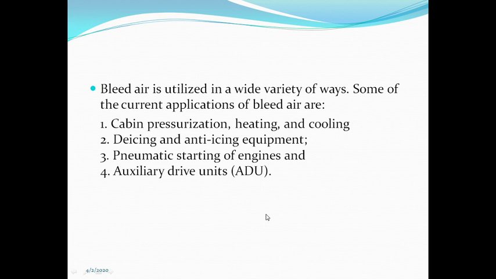The third requirement is the pneumatic starting of the engines. Especially at the start stage of the engines, you need to take the bleed air to start the engine. Sometimes you take it from the APU, and many times it needs to be taken from the engine. For engine starting, you need compressor air basically. And apart from that, there are many other auxiliary drive units. To drive or start those units, we need the compressor air.